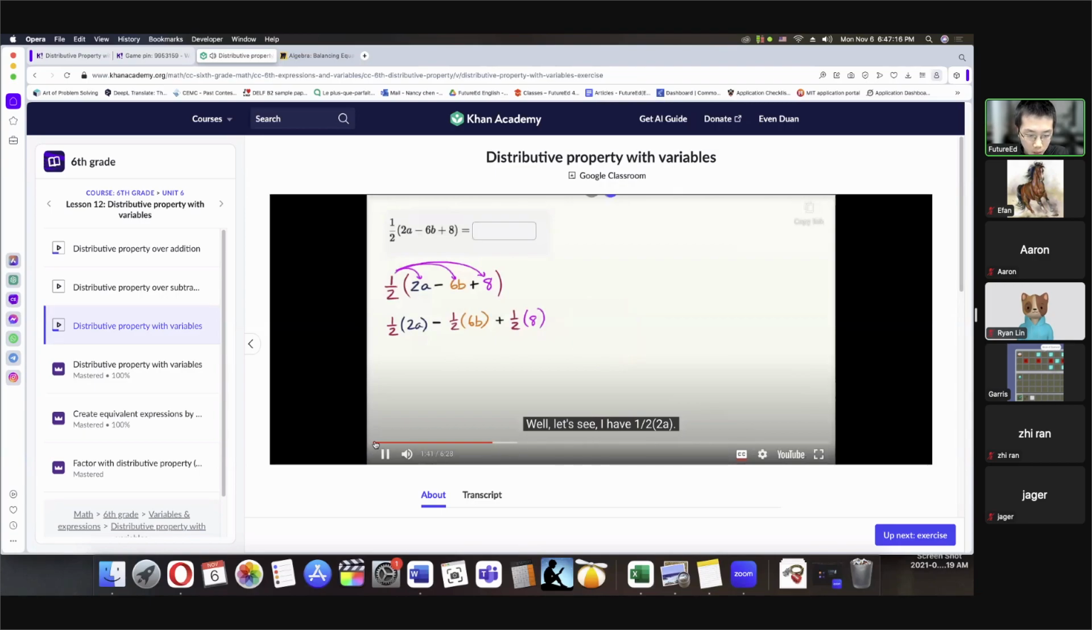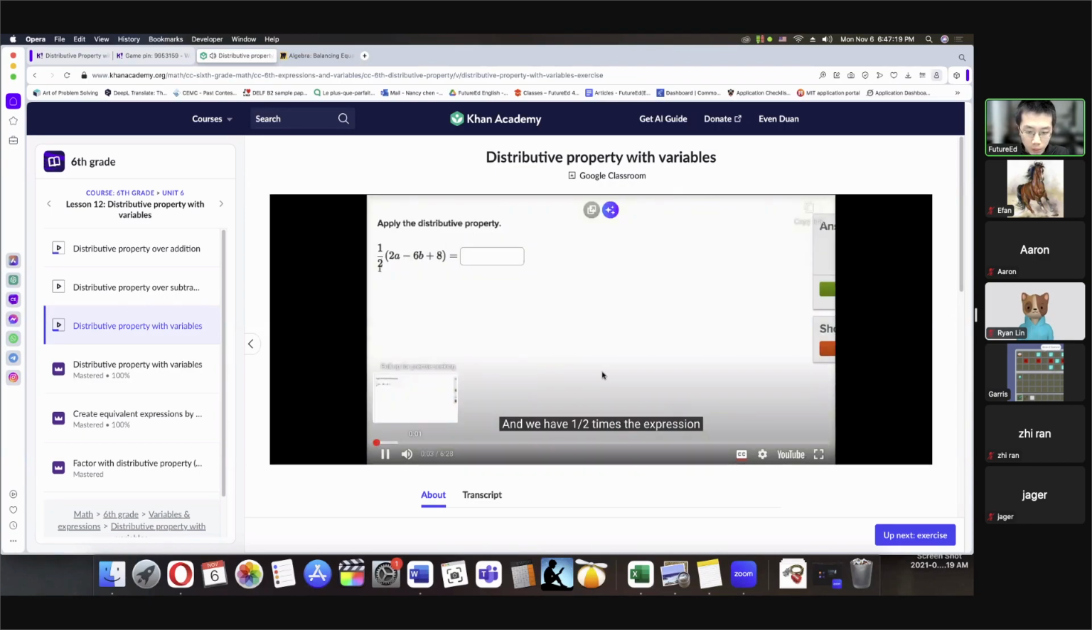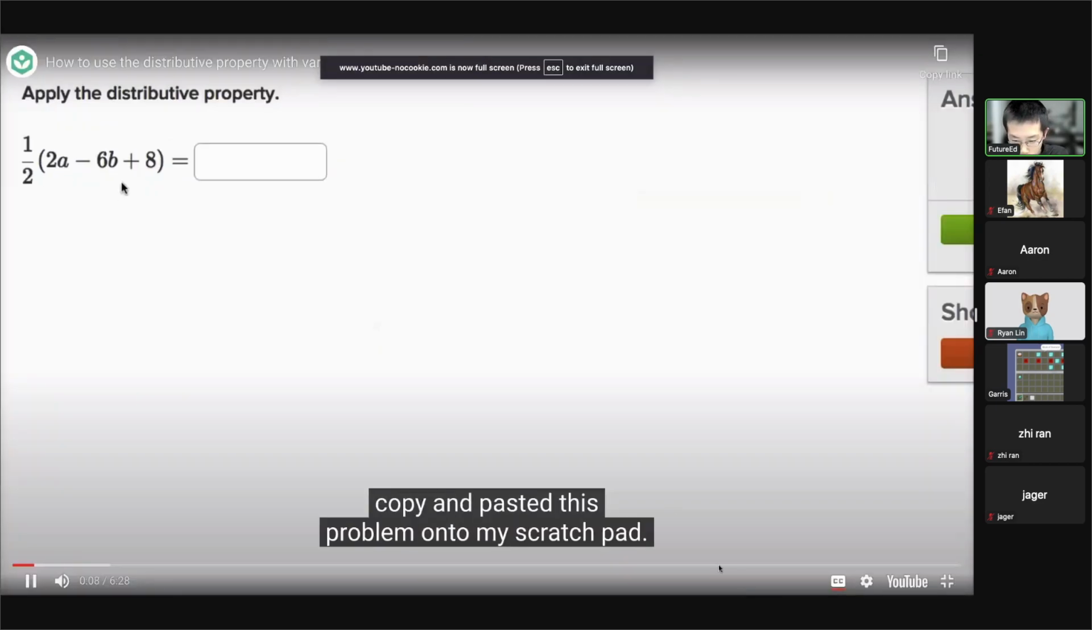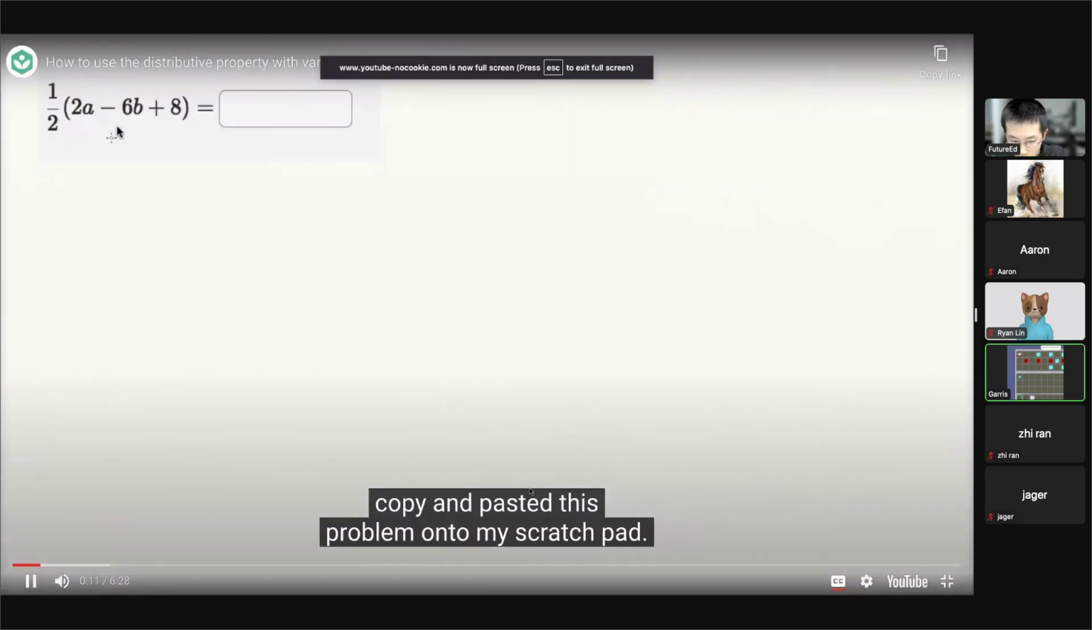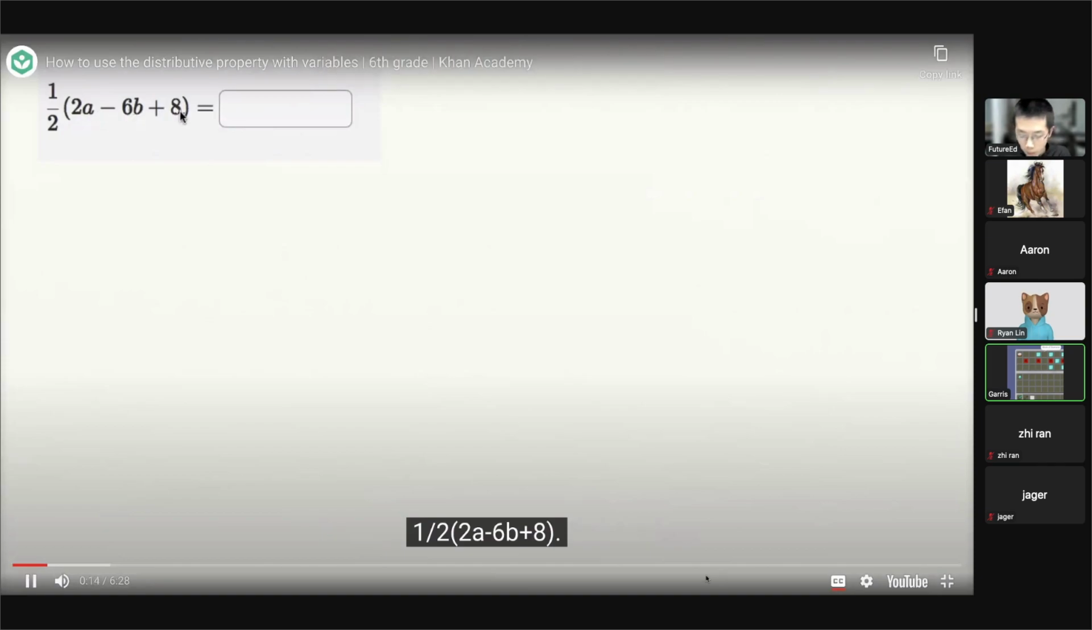Let's see, I have applied the distributive property, and we have 1/2 times the expression 2a minus 6b plus 8. To figure this out, I've already copy and pasted this problem onto my scratch pad. I have it right over here: 1/2 times 2a minus 6b plus 8. Actually, let me just rewrite it.